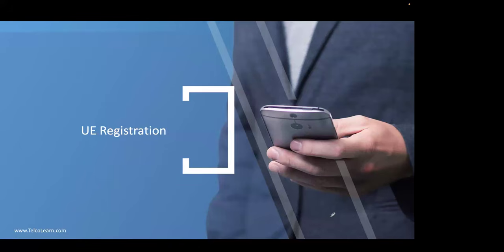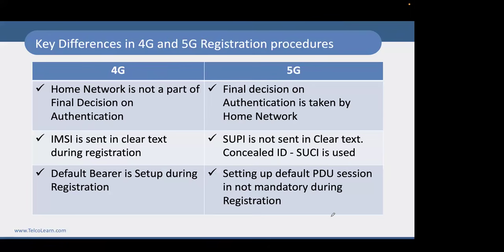Now, let us look at a brief procedure of UE registration. As I mentioned in the previous discussion, the initial registration in 4G and 5G are very different. In case of 4G, the home network just gives all the content to the visited network, and then the visited network does all the procedures. However, in case of 5G, the final decision of authentication is taken by the home network, and that is where AUSF has a beautiful role to play.